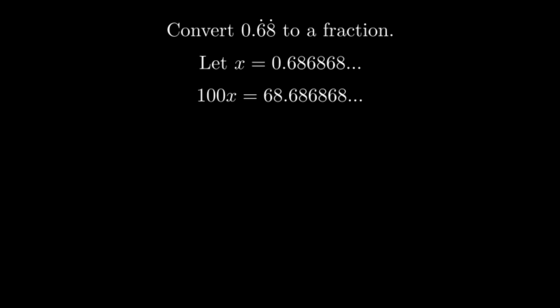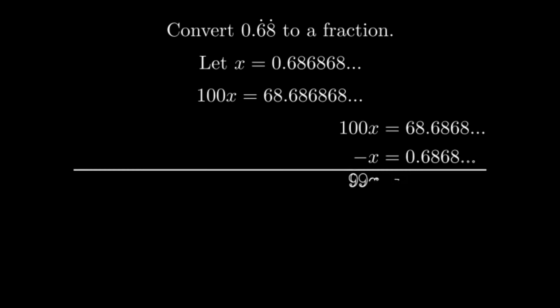Now we can subtract the original equation to cancel out the infinite tail. We subtract x from 100x. On the right, the recurring parts cancel perfectly, leaving just 68. On the left, 100x minus x is 99x. This gives us the equation 99x equals 68. Finally, we solve for x by dividing by 99. So x equals 68 over 99. This method works for any recurring decimal. You just need to choose the right power of 10 to multiply by.